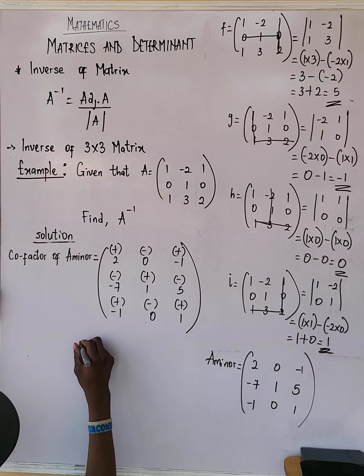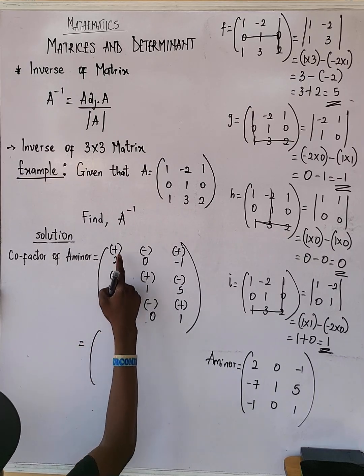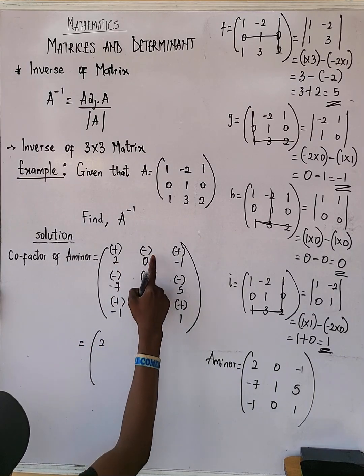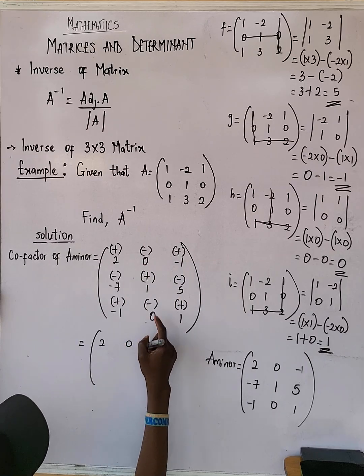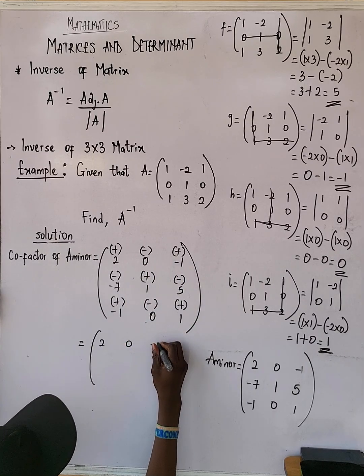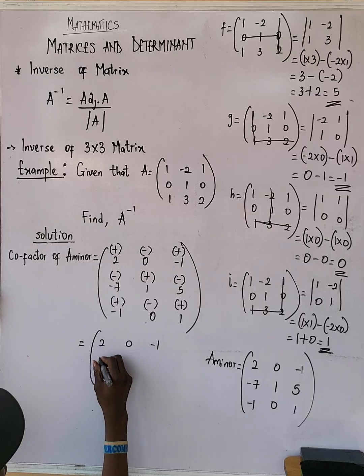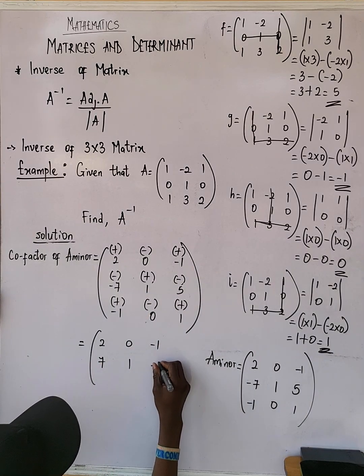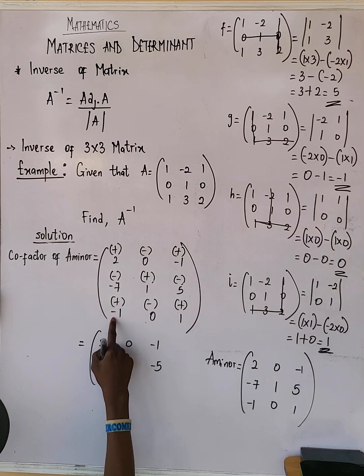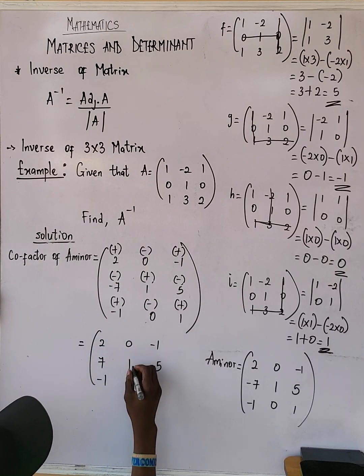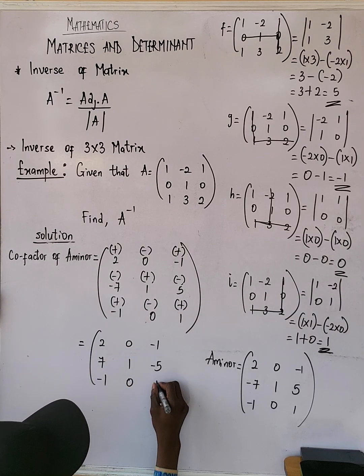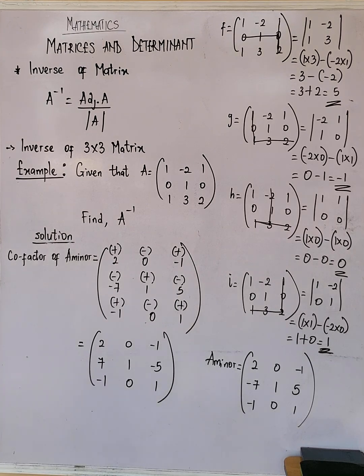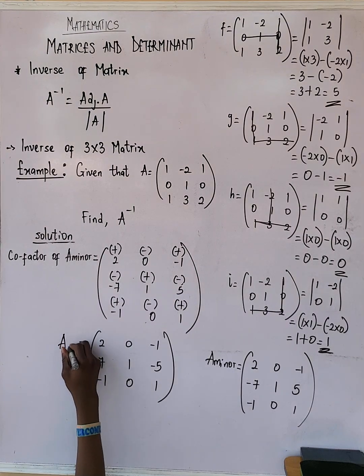So what will be our answer now? The cofactor will now be plus 2, right? That's 2. Minus 0 is still 0, right? Plus times minus will be minus 1. Minus times minus is plus 7. Plus times 1 is still 1. Minus times 5 is minus 5. Plus times minus is minus 1. Minus times 0 is still 0. Then plus times 1 is 1, right? And that's how we get the cofactor. So this is the cofactor.